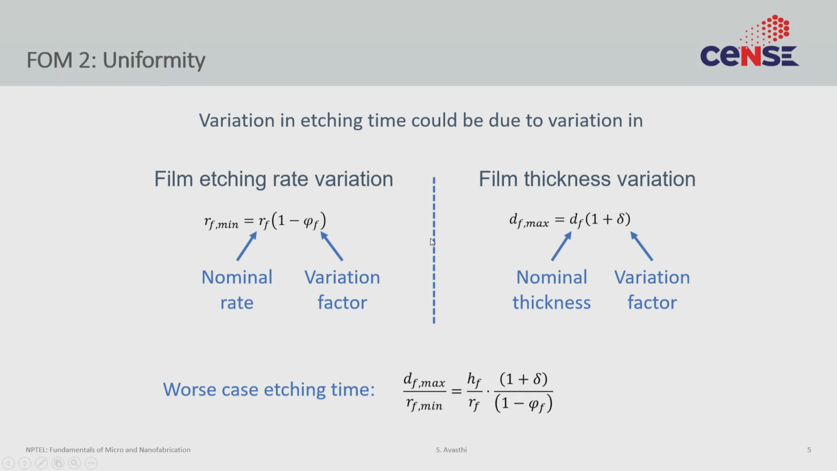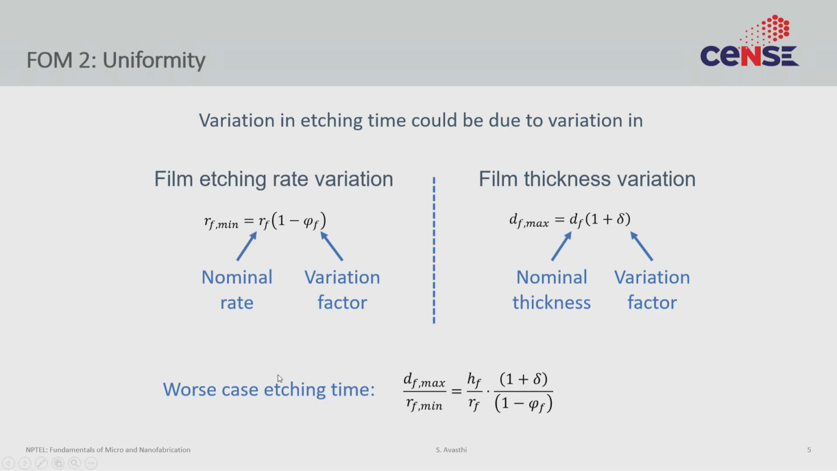Also, you have a variation in the film thickness. So nominally you have a film that is DF thick, however, it's also non-uniform. So in the worst case, the thickest film that you will encounter is DF max, which is equal to DF times 1 plus delta, where delta is the variation of the deposition. This is the variation of the film thickness. And this allows you to calculate your worst case etching time, right?